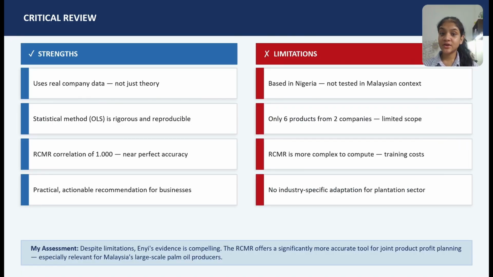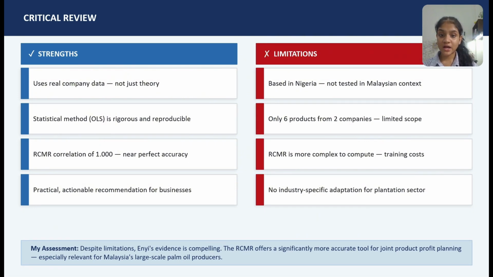However, as a critical reviewer, I must also highlight the limitations of this study. Firstly, the data was collected from Nigerian companies, a confectionery and bakery firm. Whether these findings translate directly to a Malaysian manufacturing or plantation context has not been tested. Secondly, the study only examined 6 products from 2 companies. Broader studies across more industries and more products would strengthen the generalizability of these findings.